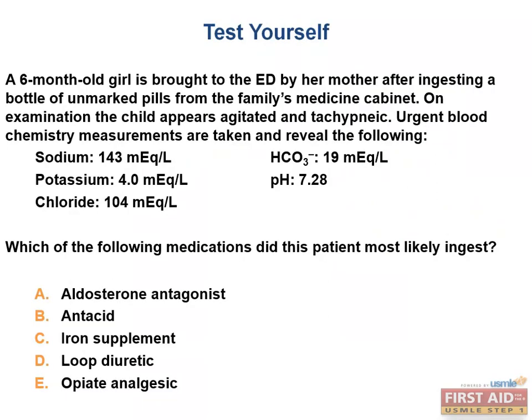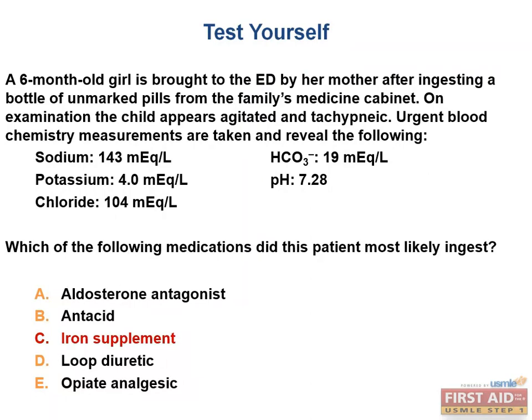A 6-month-old girl is brought to the ED by her mother after ingesting a bottle of unmarked pills from the family's medicine cabinet. On examination, the child appears agitated and tachypneic. Urgent blood chemistry measurements are taken and reveal the following: sodium 143, potassium 4, chloride 104, bicarbonate 19, and a pH of 7.28. Which of the following medications did this patient most likely ingest? The answer is C, iron supplements.